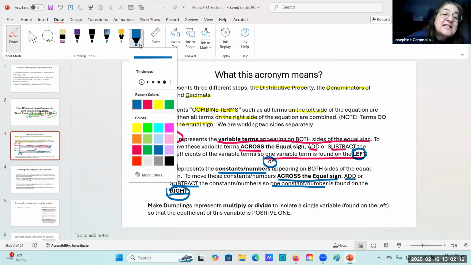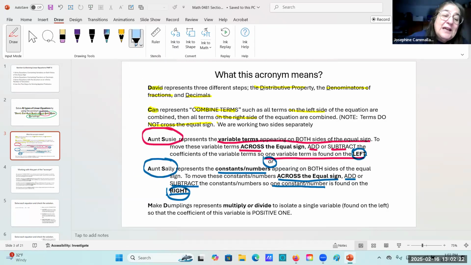And then the last thing that we're going to do is make dumplings, which means the very last step you ever want to do in a linear equation is to multiply or divide so that you get a coefficient of +1.